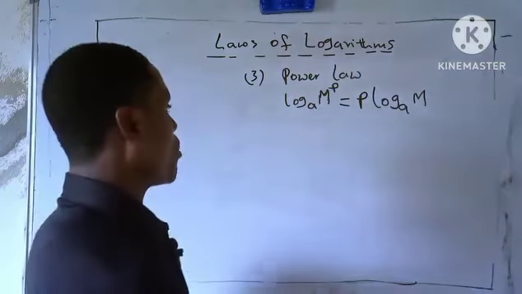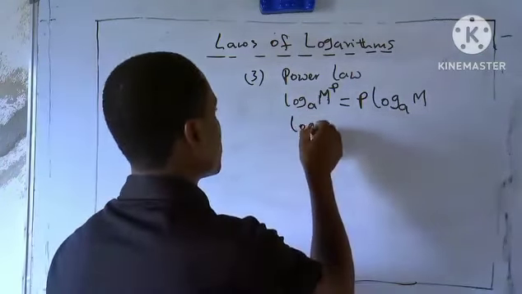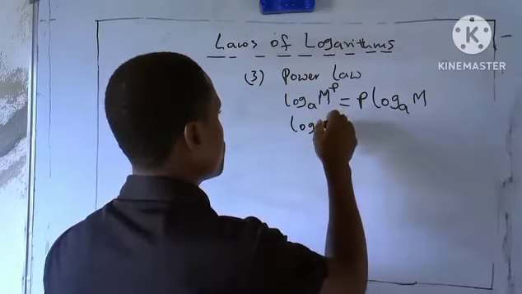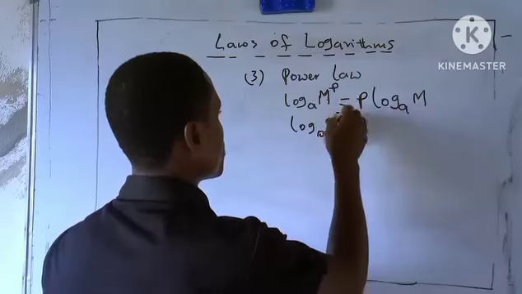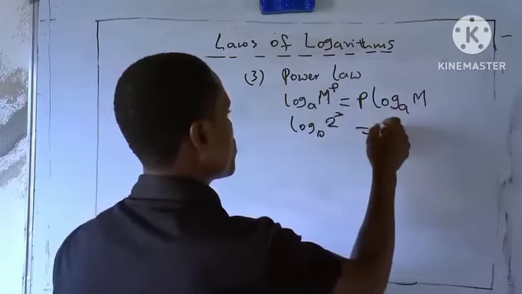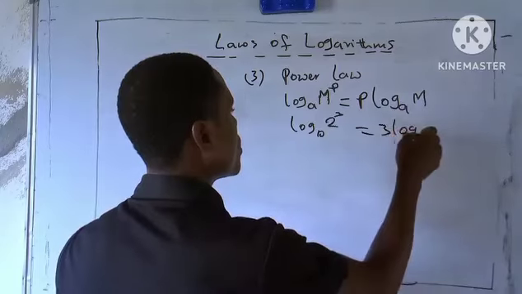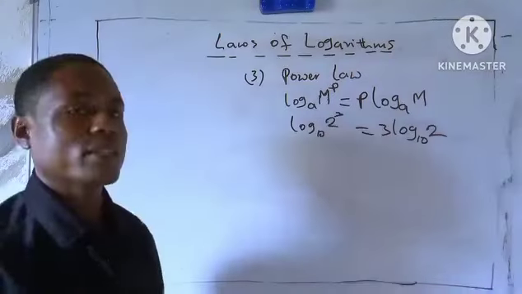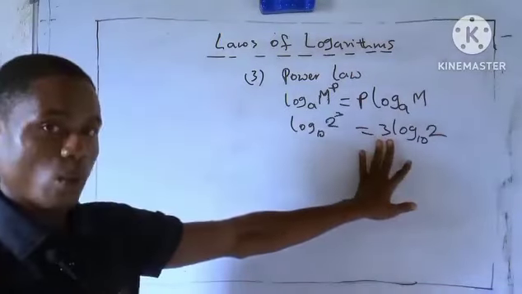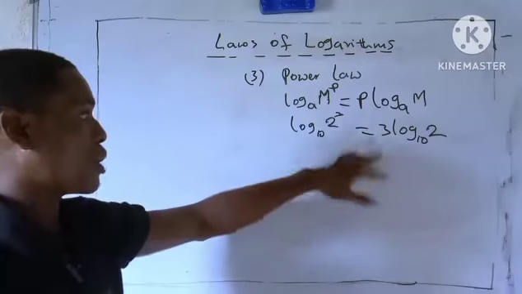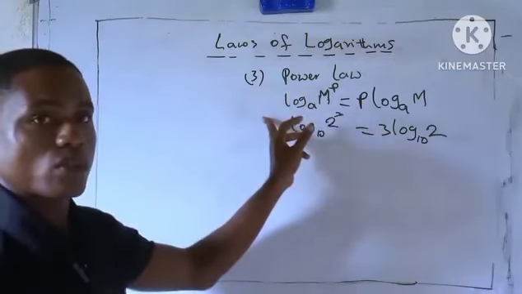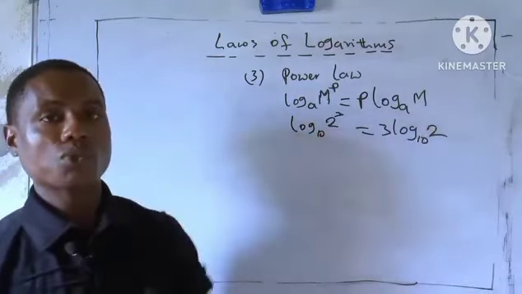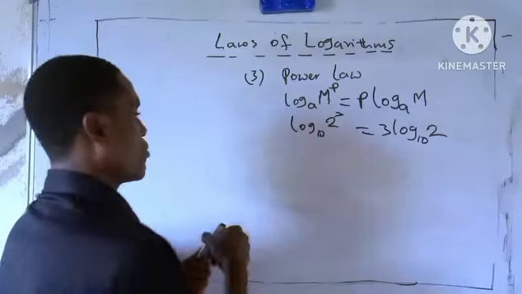Okay, let's use numbers. Let's say we have log base 10 of 2 raised to power 3. You write 3 log base 10 of 2. Are you getting it? So this is the third law, which is the power law. So if you have something in this form, you will move this to the front of log, then log base 10 of 2. This is the third law. Let's go to the fourth law.